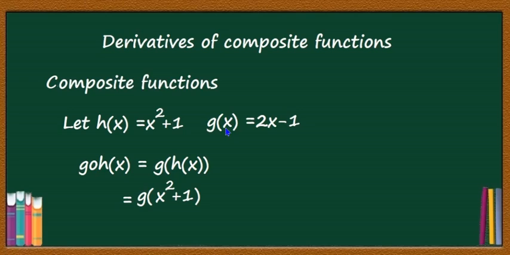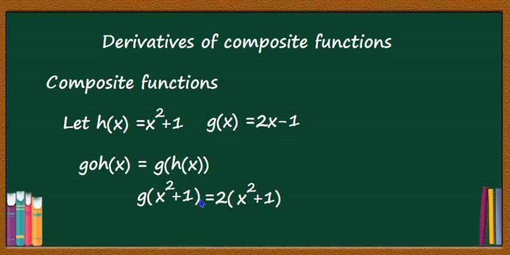What is g of 5? 2 into 5 minus 1. What is g of t? 2 into t minus 1. What is g of z? 2 into z minus 1. What is g of x square plus 1? That is 2 into x square plus 1 minus 1. In place of x, you have to write x square plus 1.